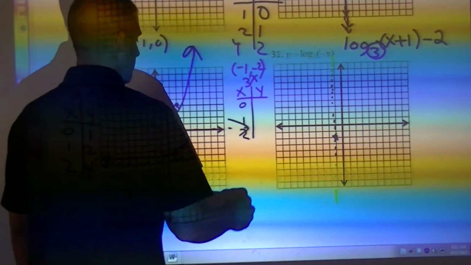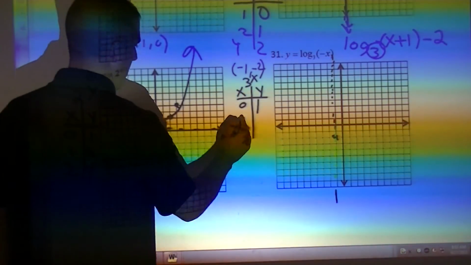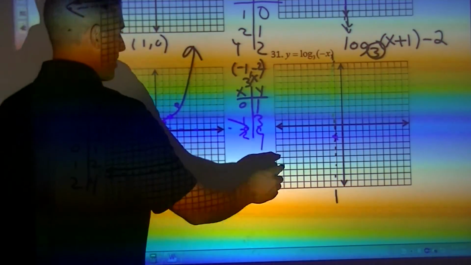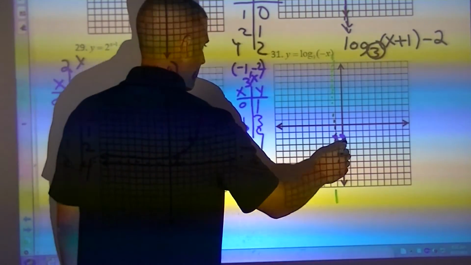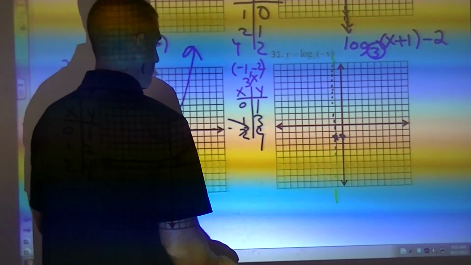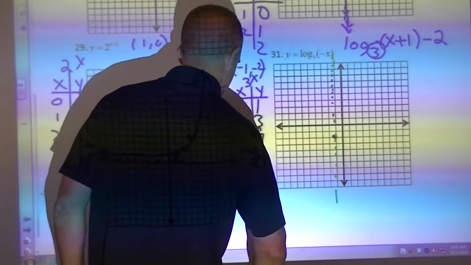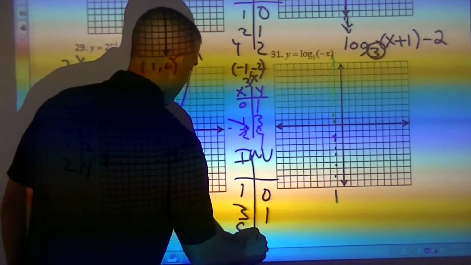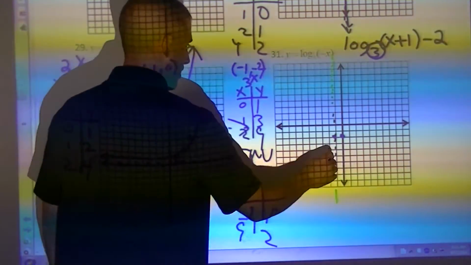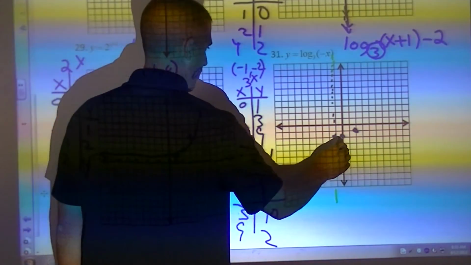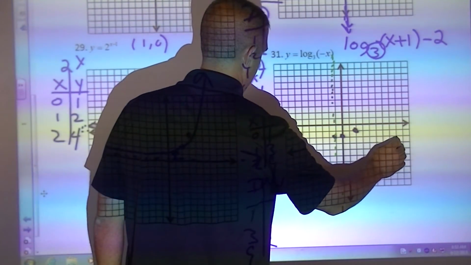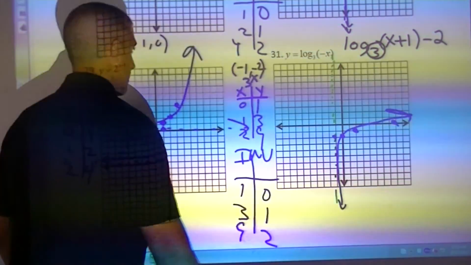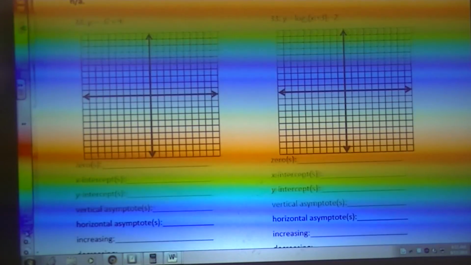So 0, 1, 2, that's 3 to the 0 power is 1, 3 to the first power is 3, 3 to the second power is 9. So from here, I'm going to go 0, 1, 1 to the right. Oh, whoops, I'm sorry. I didn't show you the inverse yet. So when the inverse comes, that's going to be 1, 0, 3, 1, 9, 2. So 1, 0, 1, 2, 3, 1, 1, 2, 3, 4, 5, 6, 7, 8, 9. And that does that.